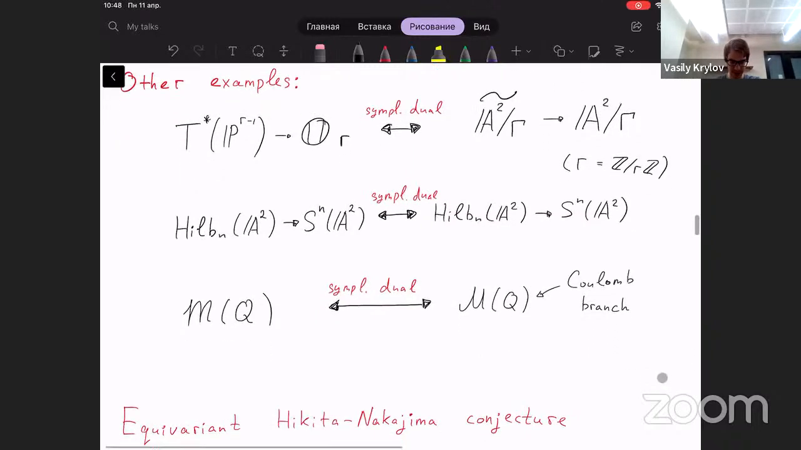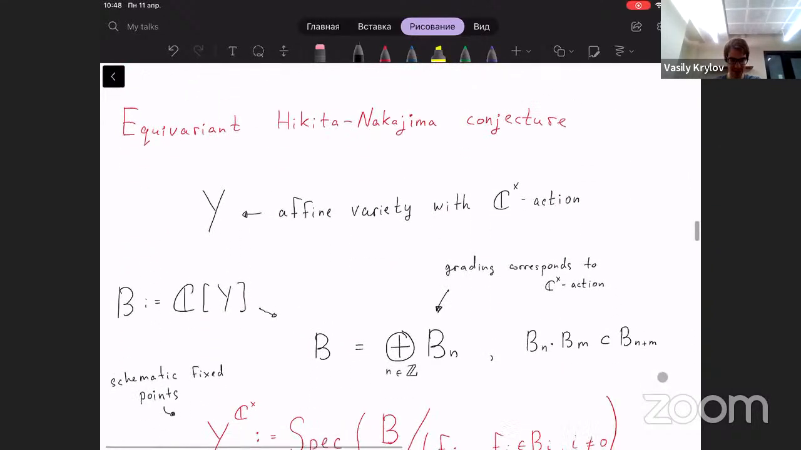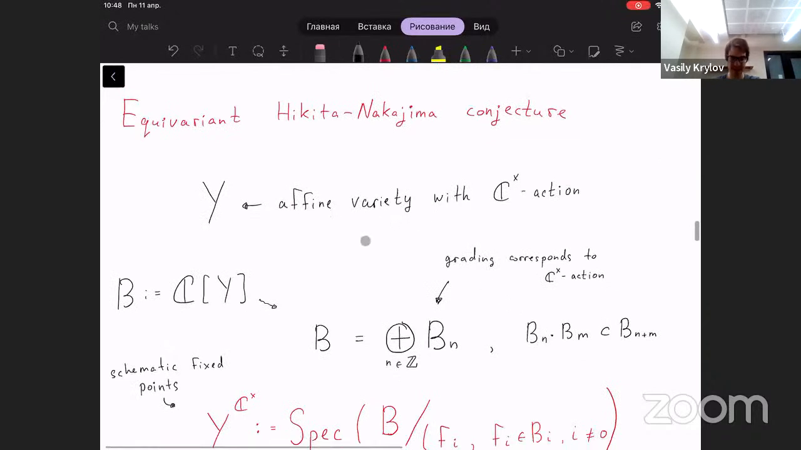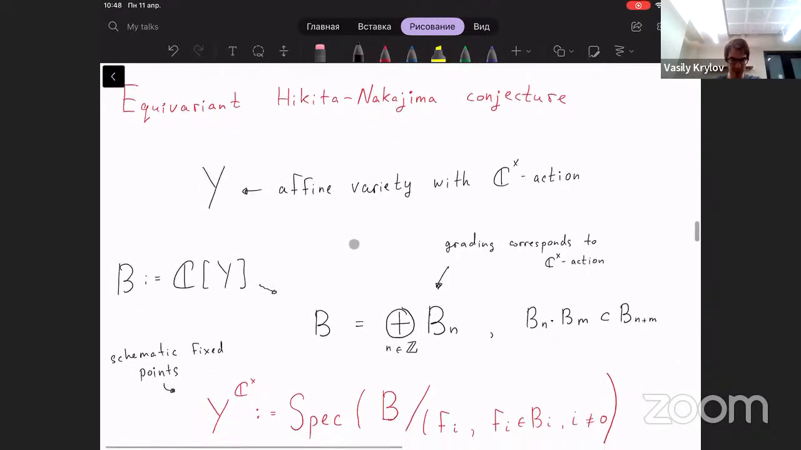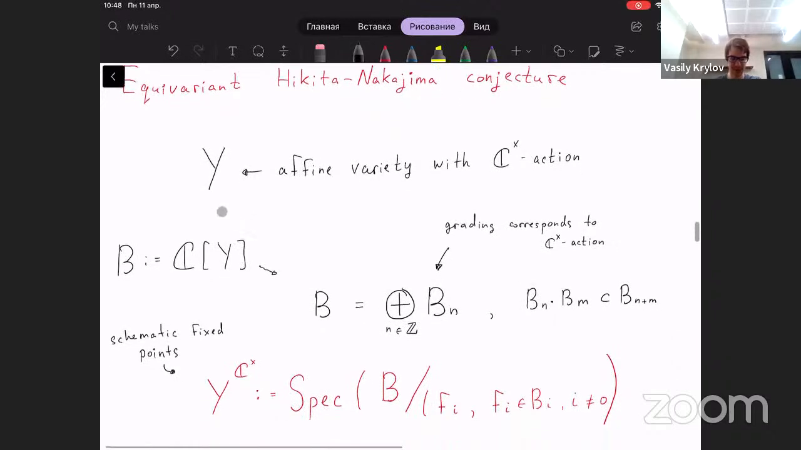Okay, great. And let's now discuss this equivariant Hikita-Nakajima conjecture. So first of all, let me give some definition. Let Y be an affine variety with an action of C^×. Consider the corresponding algebra of functions.